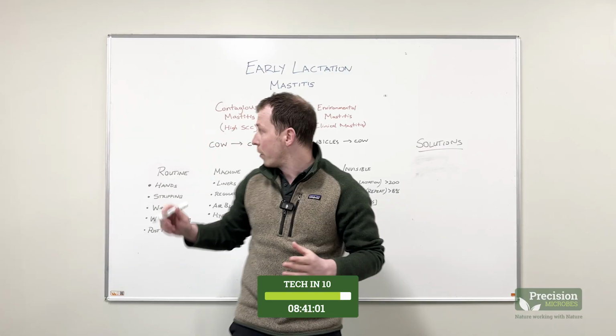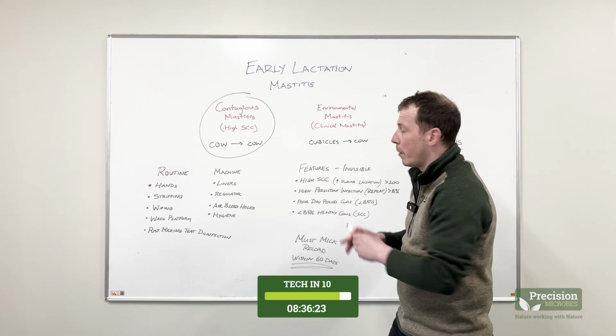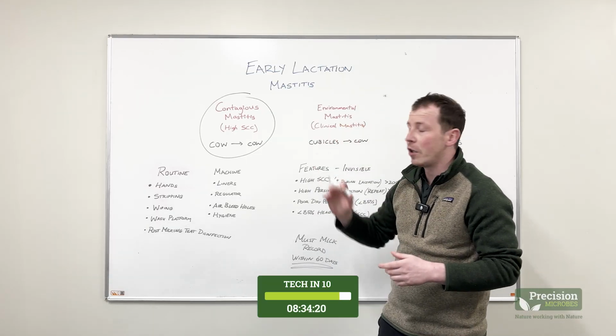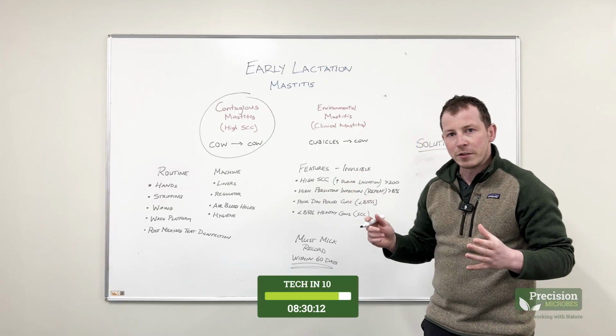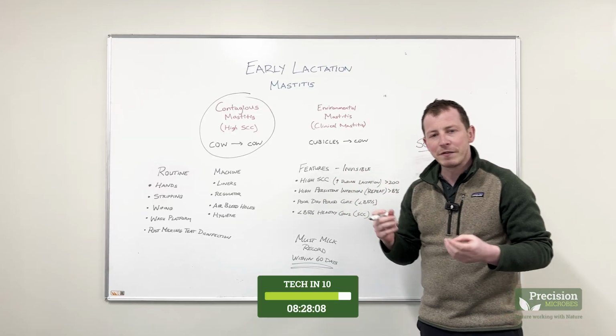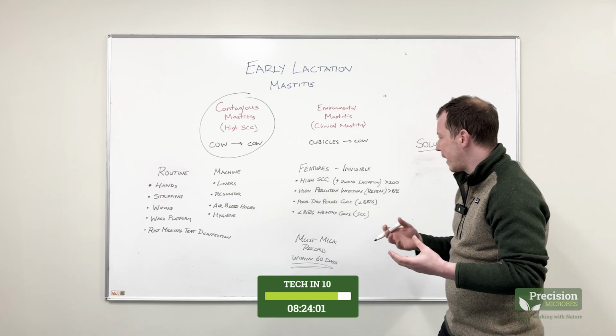But in this one, we're going to focus on contagious mastitis. We will have a follow-up on environmental mastitis, but we're going to start with this invisible form of mastitis. So what are the main features? As I said, we can't really see it. It's very difficult to see clots, and yet the cow will have a high somatic cell count.